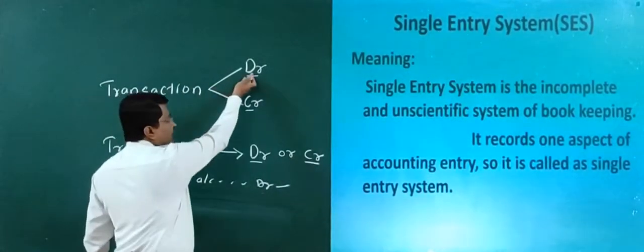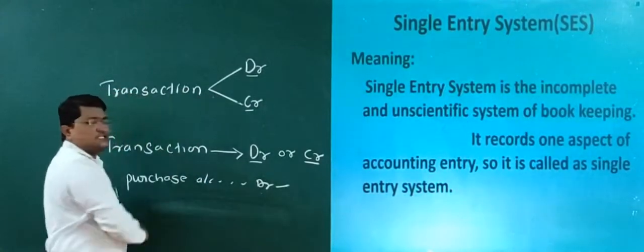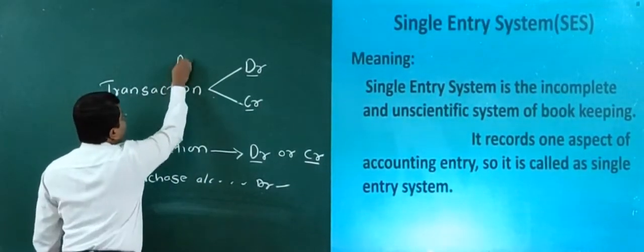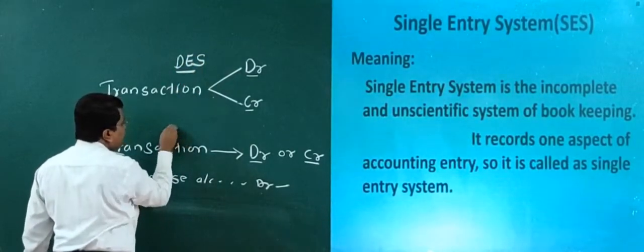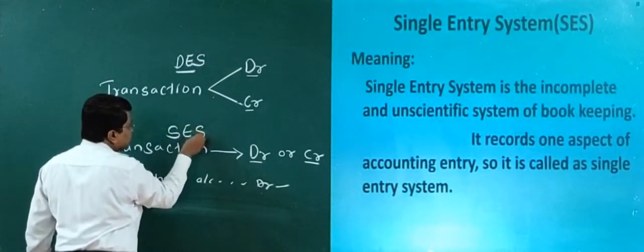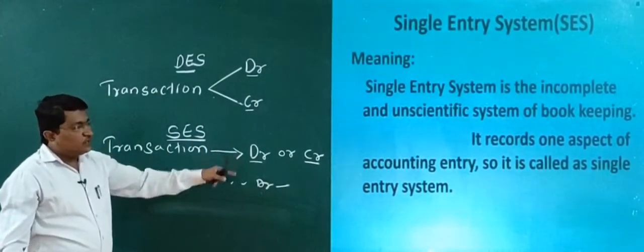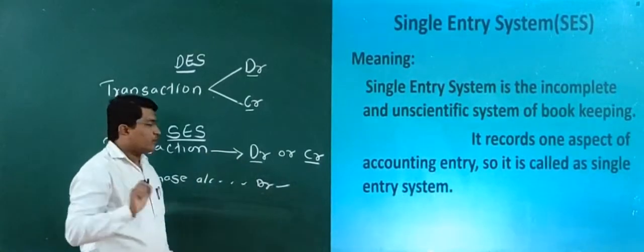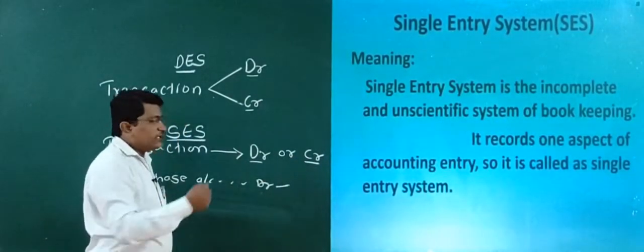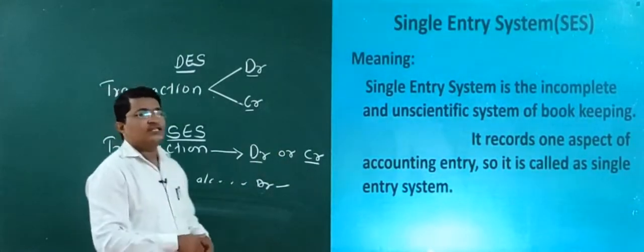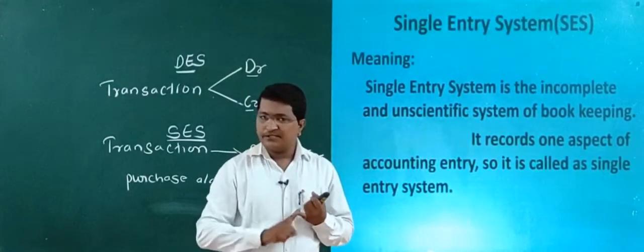It is one concept of accounting and it is another concept of accounting. It is a double entry system, right? I will simply write here DES, that is double entry system. This is the example for SES, that is single entry system, right? So single entry system records only one aspect of accounting, that may be debit or that may be credit. So it is called single entry system. Right?